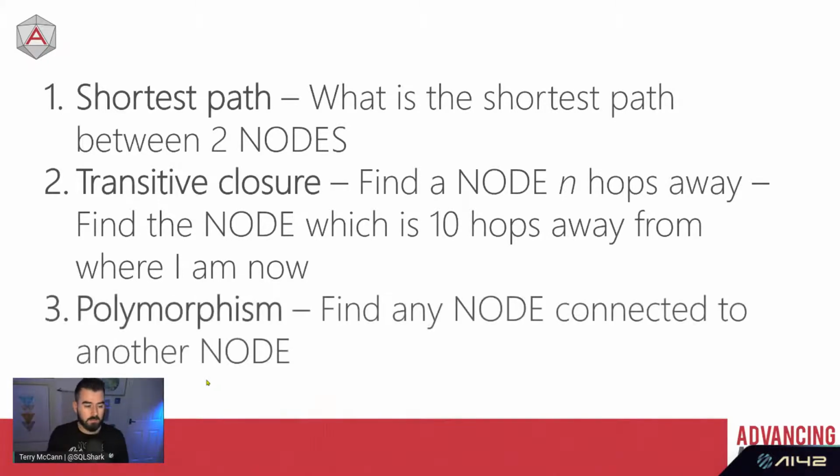And then the last one on here is polymorphism, which is to say, are two nodes connected? To find any connection between all of these different nodes. And that can be used to solve a huge variety of different problems.